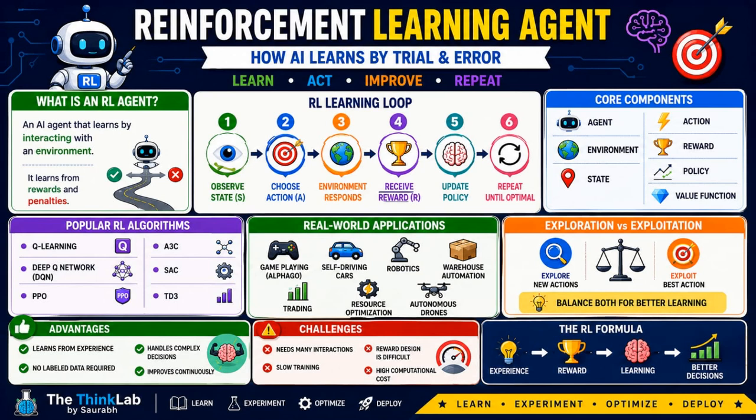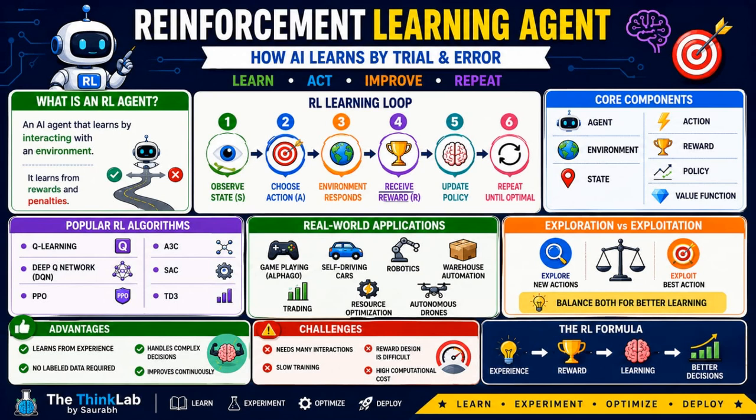The third is the state. The state represents the current situation. For example, in chess, the arrangement of all the pieces on the board is the current state. The fourth one is the action. An action is a decision made by the agent, for example, moving a chess piece or turning the steering wheel in a car. Finally comes the reward. A reward tells the agent whether the action was good or bad. The goal is always to maximize the total reward.